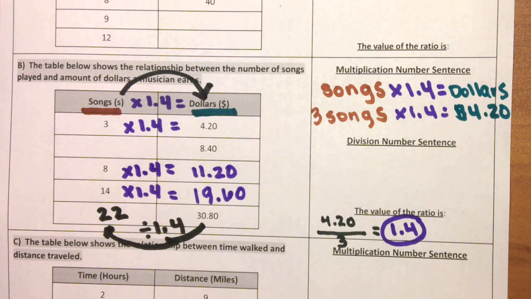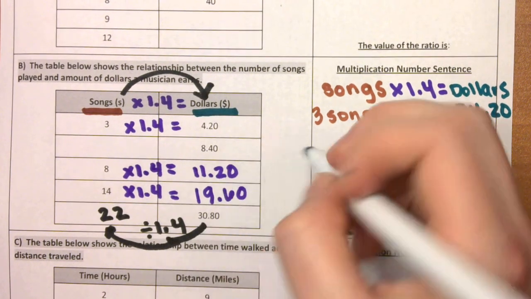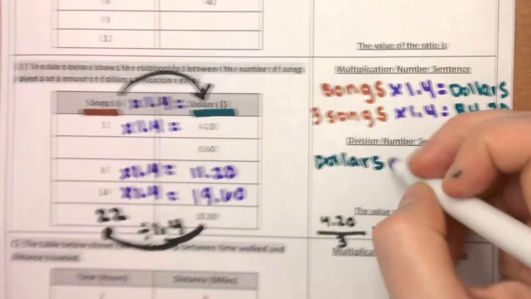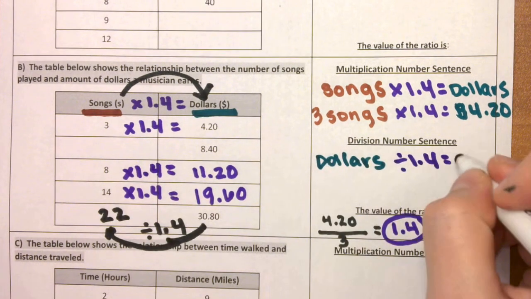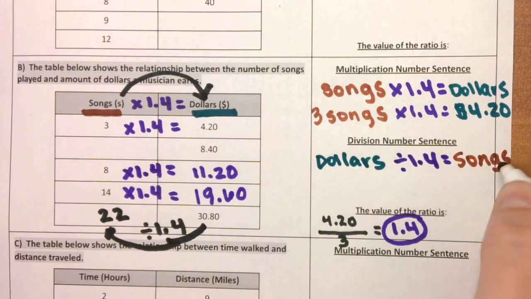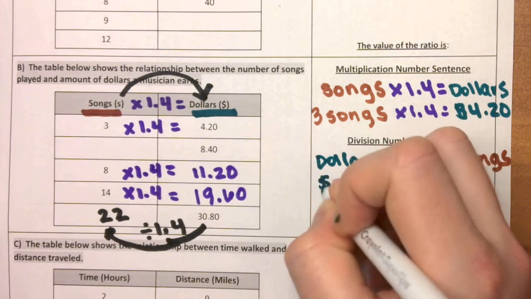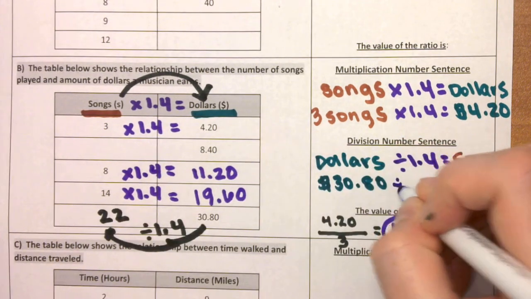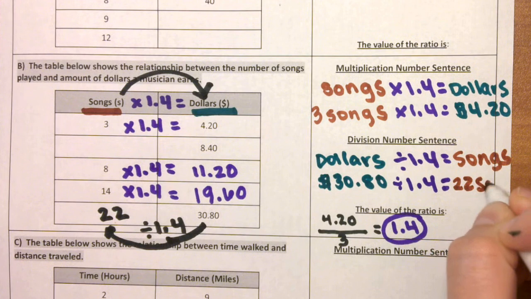And let's write our division number sentence. So we know for our division, we can take our dollars and divide it by 1 4/10 to get our songs. And then the example we did was we had $30.80 divided by 1 4/10, which gave us 22 songs.